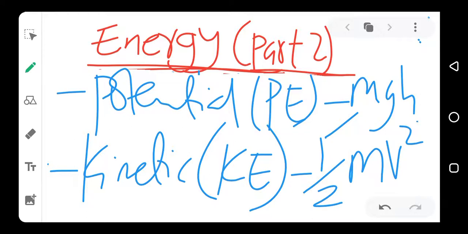Now remember that kinetic energy is the energy that is possessed by a body that is performing work or a body that is moving. So the formula includes velocity or speed, because if an object is moving, it will be moving at a certain speed. So that is why we have velocity in the formula for kinetic energy. Now let's look at some examples.